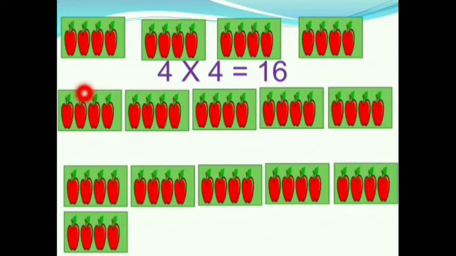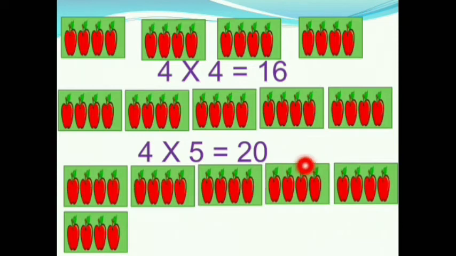Children, see here. How many boxes are there? 1, 2, 3, 4, 5. 5 boxes are there. How many apples are there in each box? 1, 2, 3, 4. 4 apples are there in each box. So 4 is repeated 5 times. So we will write 4 into 5. 4 5s are 20.